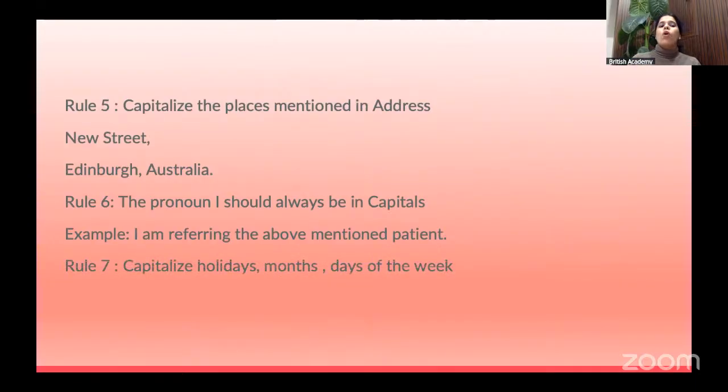Okay. Now, rule number 7, you need to capitalize holidays, months, and days of the week. So, on Tuesday, she was asked to come for a follow-up. Or for example, if you're writing on 7th October, that has to be in capital. So please take note of this.